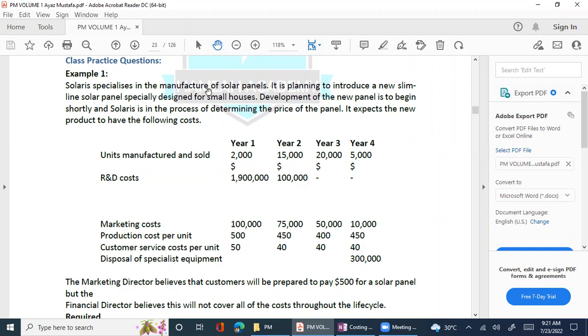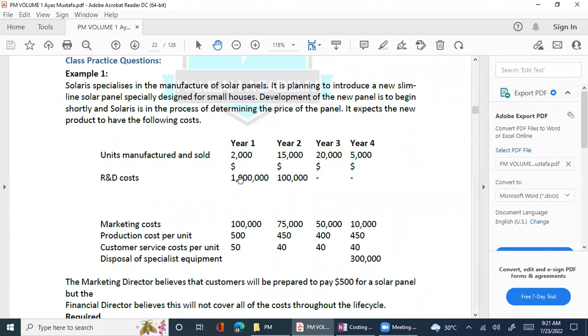Solaris specializes in the manufacture of solar panels. It is planning to introduce a new slim line solar panel, specially designed for small houses. Development of the new panel is to begin shortly, and Solaris is in the process of determining the price of the panel. It expects that the new product has the following units. So there is a 4 years time span, number of units are given.